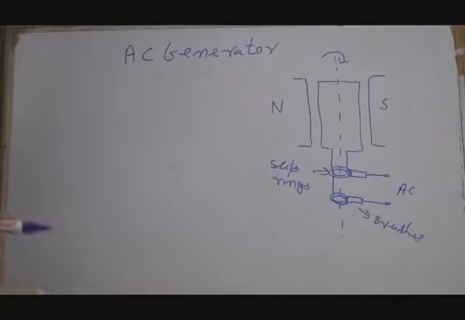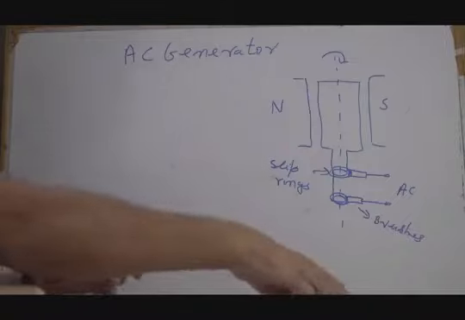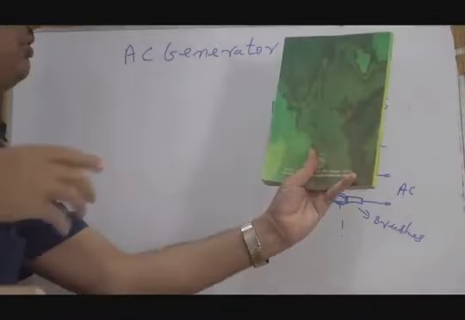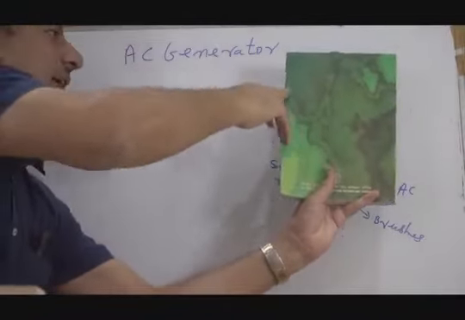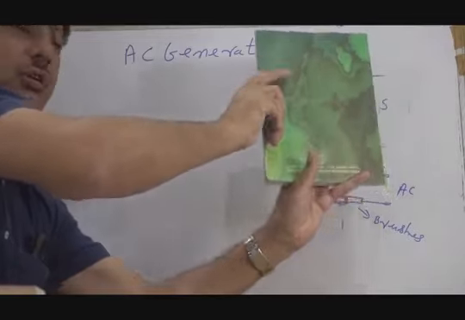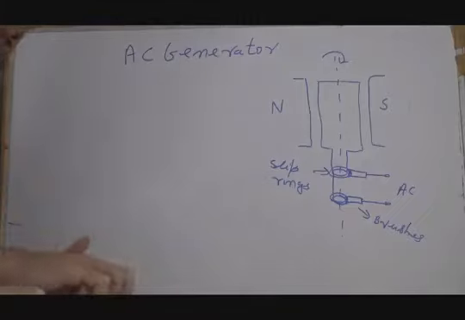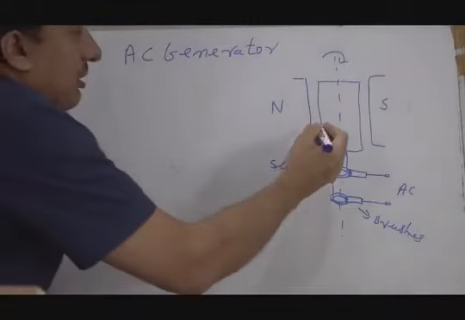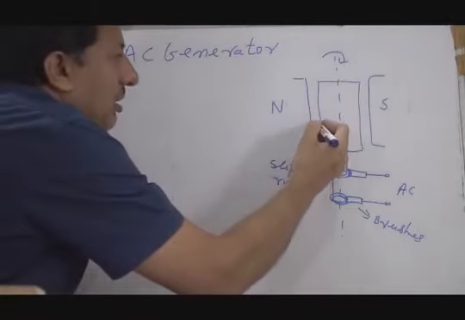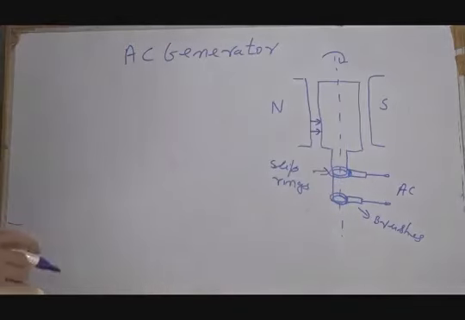Now what will be the direction of the induced EMF? It is rotating like this. Focus on this side. This side is coming in the upward direction. It means that an external agency is applying some force due to which it is moving in the upward direction. This is the direction of the magnetic field.